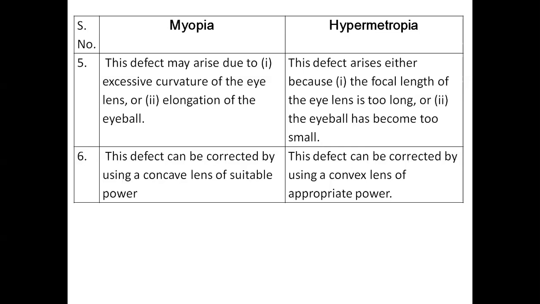And in hypermetropia, how is it possible? The focal length of the eye lens is too long, or the eyeball has become too small. So what is the correction in both? In myopia, the defect can be corrected by using a concave lens of suitable power. In hypermetropia, the defect can be corrected by using a convex lens of appropriate power.